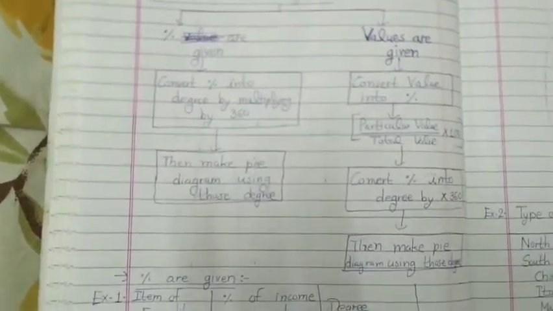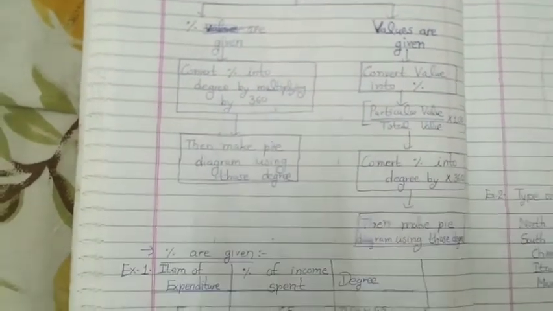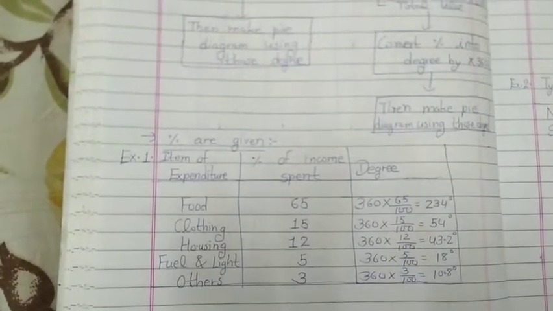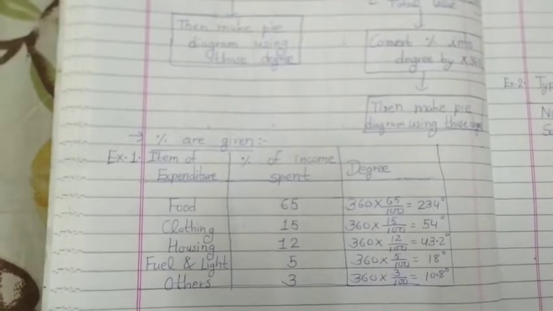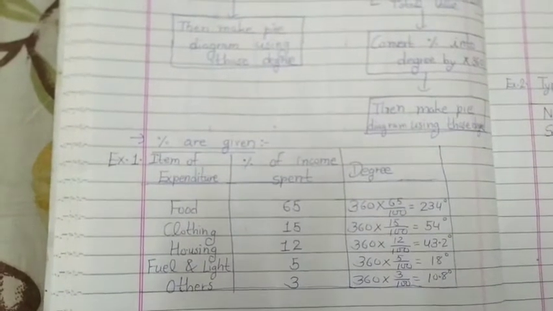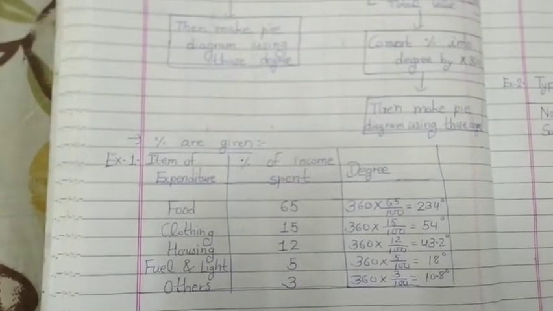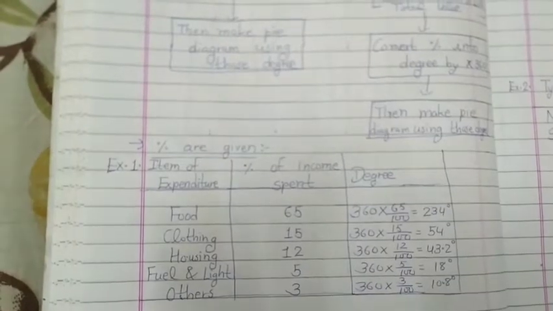Now I am taking one example of both these methods. First, when percentages are given. When percentages are given, then we have to convert those percentages into degrees. Then we have to make the circular diagram or pie diagram. See the example.